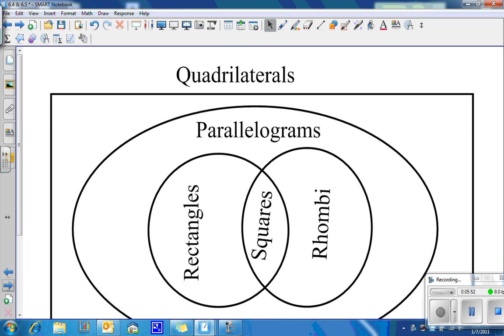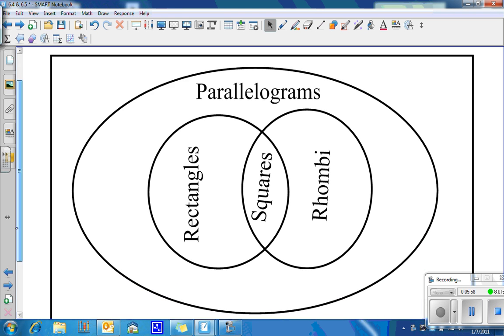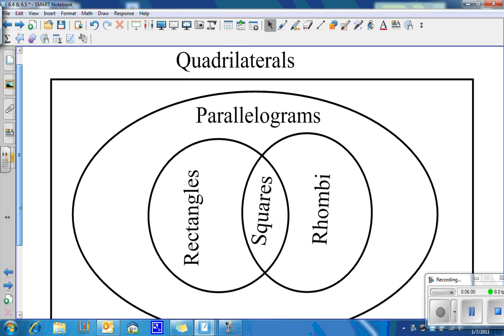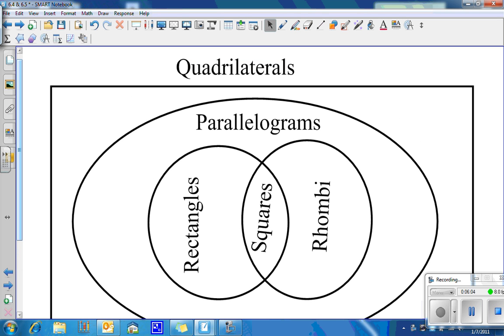All right, so here's the big Venn diagram. We have quadrilaterals, four-sided figures. And inside of those four-sided figures, there's one type of quadrilateral, a parallelogram. And inside of those parallelograms, we have rectangles, squares, and rhombus. Squares are in both the rectangle and rhombus category. Everybody see that? Figure that out?